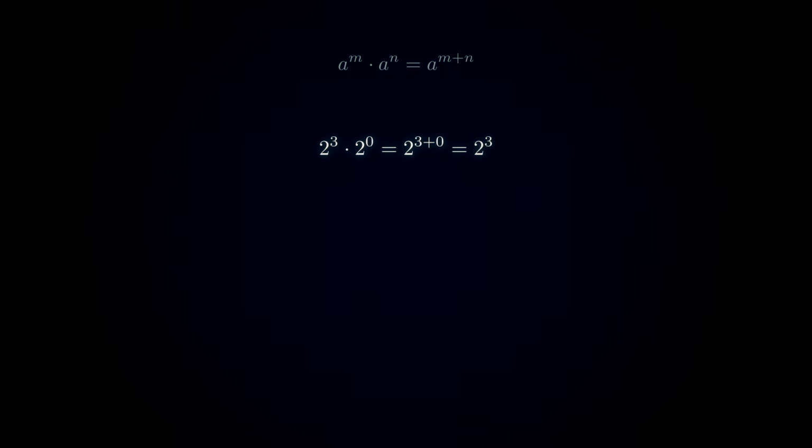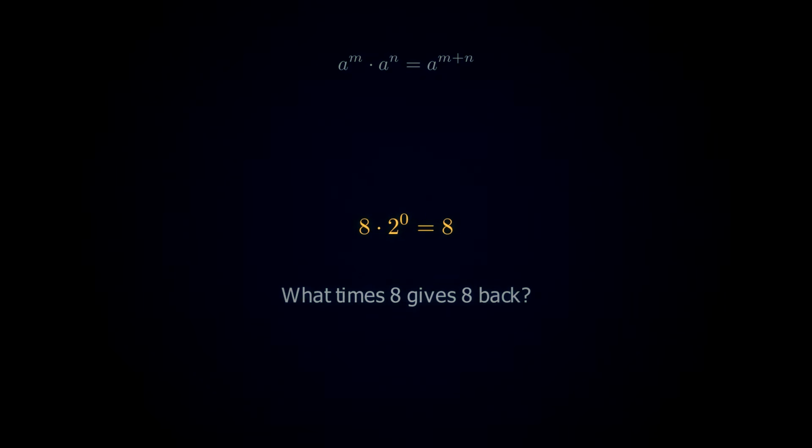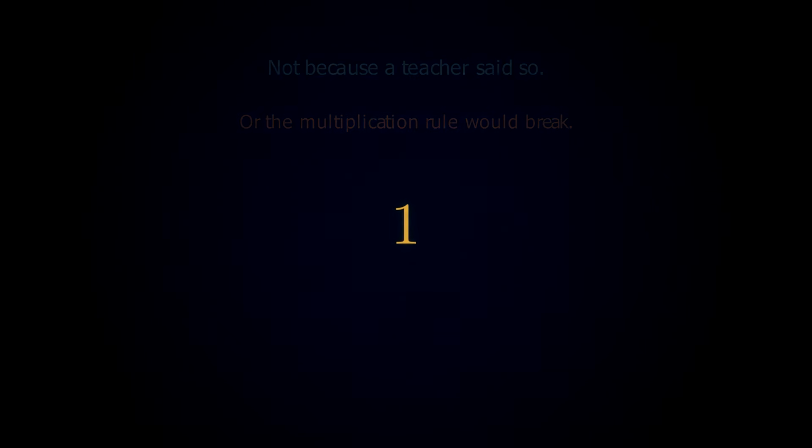2 to the third is 8, so 8 times 2 to the 0 has to equal 8. Now ask yourself a simple question. What number can you multiply by 8 and still get 8 back? Not 9, not 0. Only one number does that, 1. So 2 to the 0 is forced to equal 1. Not because a teacher said so, because if it were anything else, the multiplication rule you already trust would break.